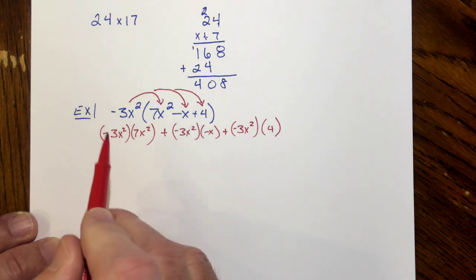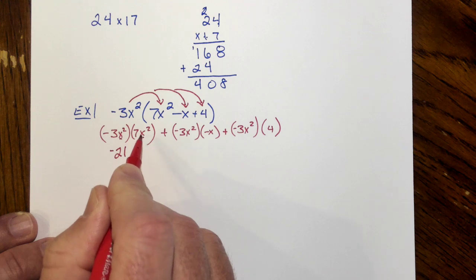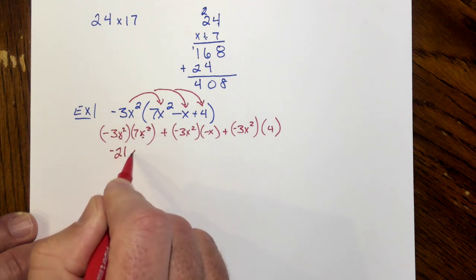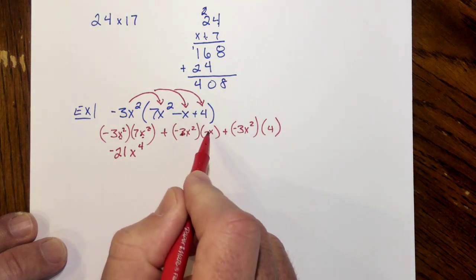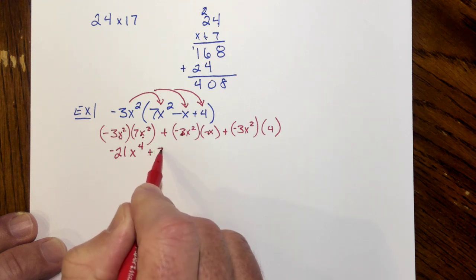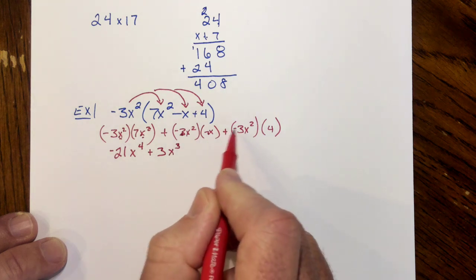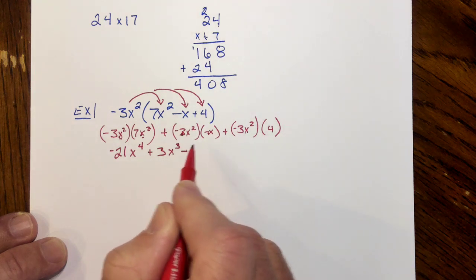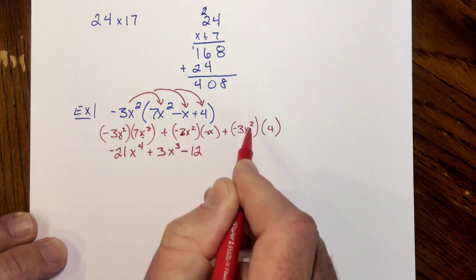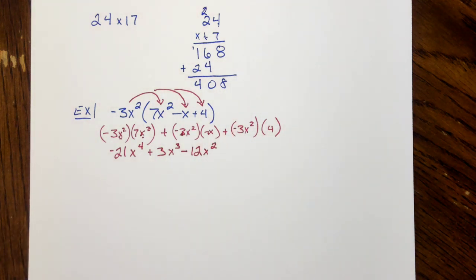As we have done in the past, coefficient times coefficient, so there's a negative 21. Multiplying things of the same base, keep the base, add the exponents, x to the 4th. Here, negative 3 times negative 1 is positive 3, so I put a plus 3. X squared times x to the 1st, x cubed. And here, negative 3 times 4 is negative 12, so I'm not going to put plus negative 12. I'll just write the minus sign. No variables with it, so x squared. That's the distributive property.